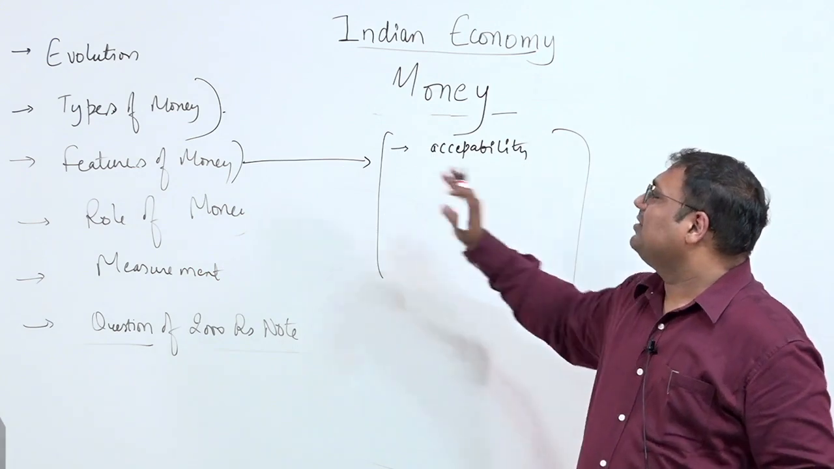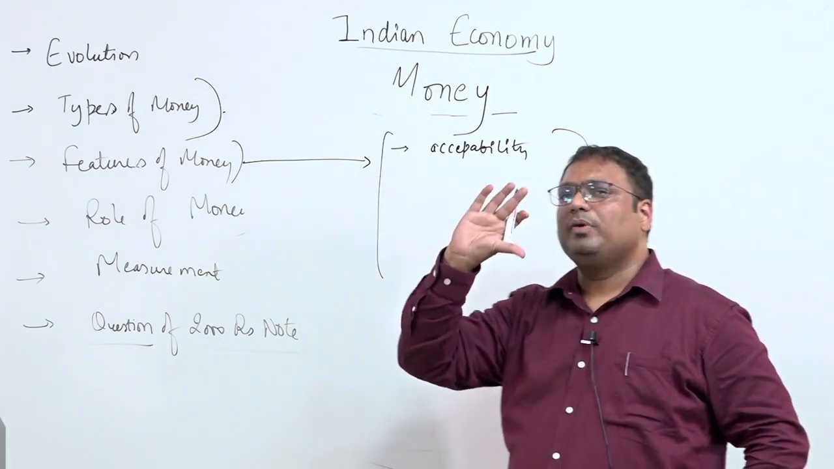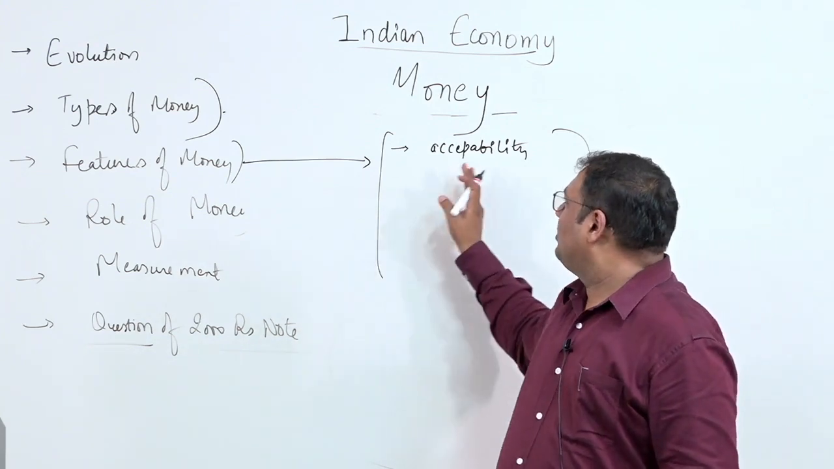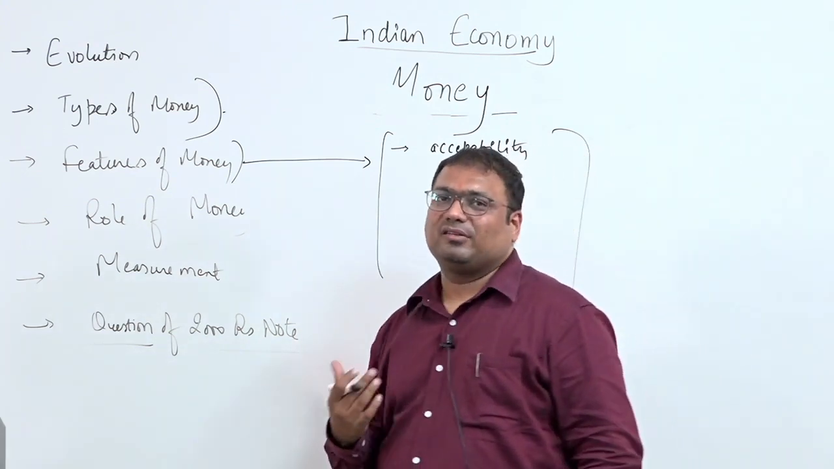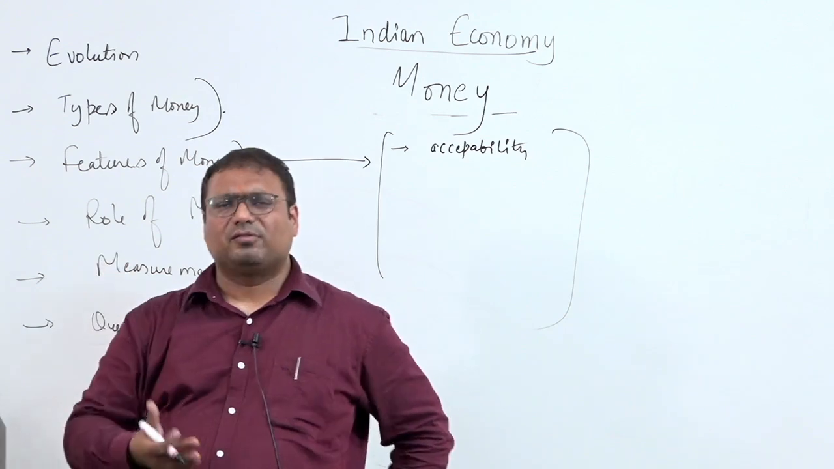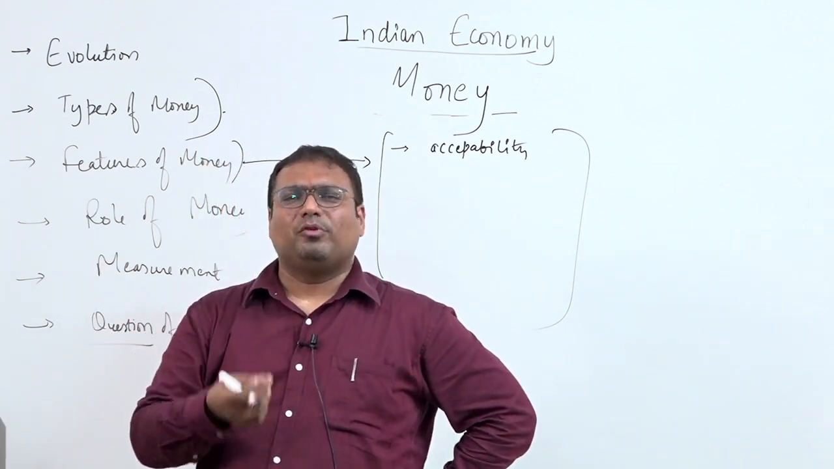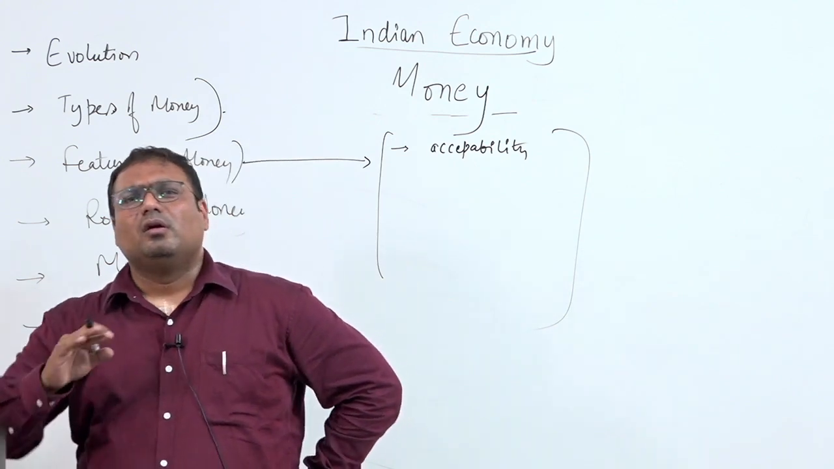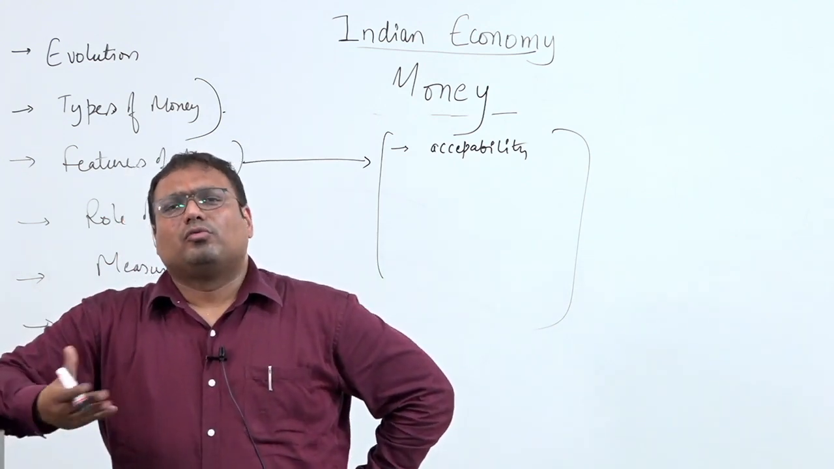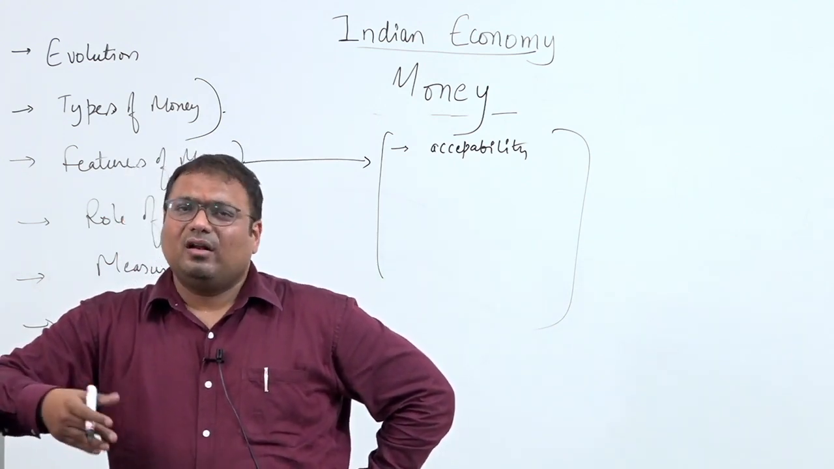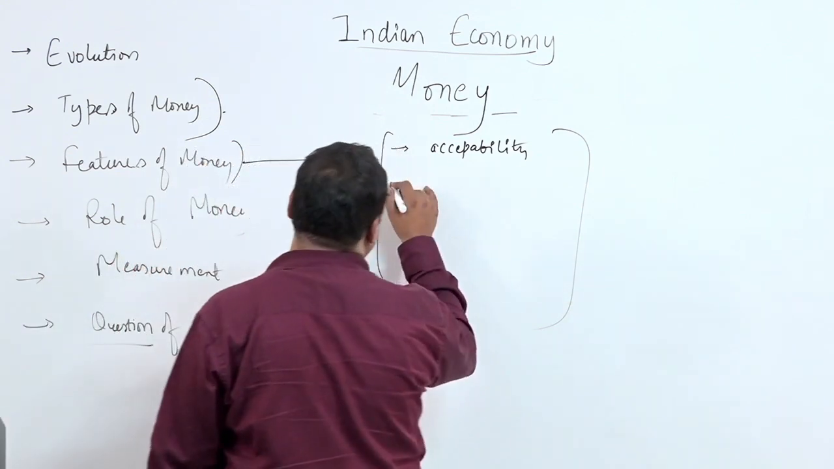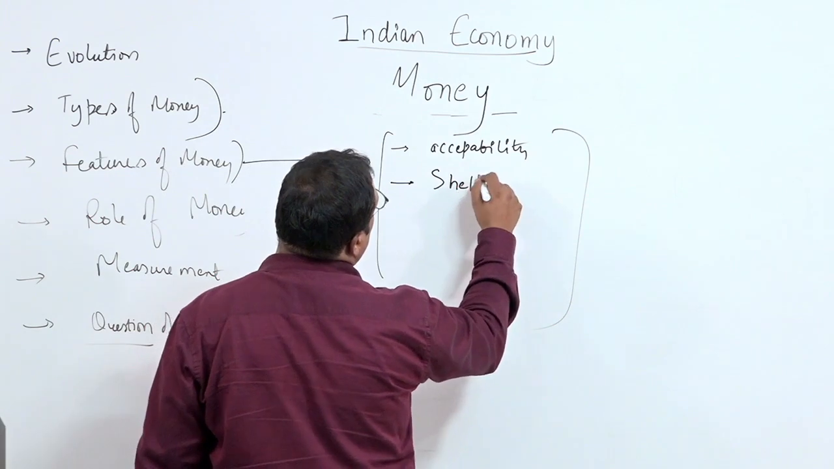So one thing is acceptability. Whatever should be used as money must be acceptable. Fiat money is acceptable because it is legally recognized, and there are other reasons why other things are recognized. Almost everybody eats wheat or rice, so they are used as money and they have a decent shelf life also. So apart from acceptability, shelf life is also important.